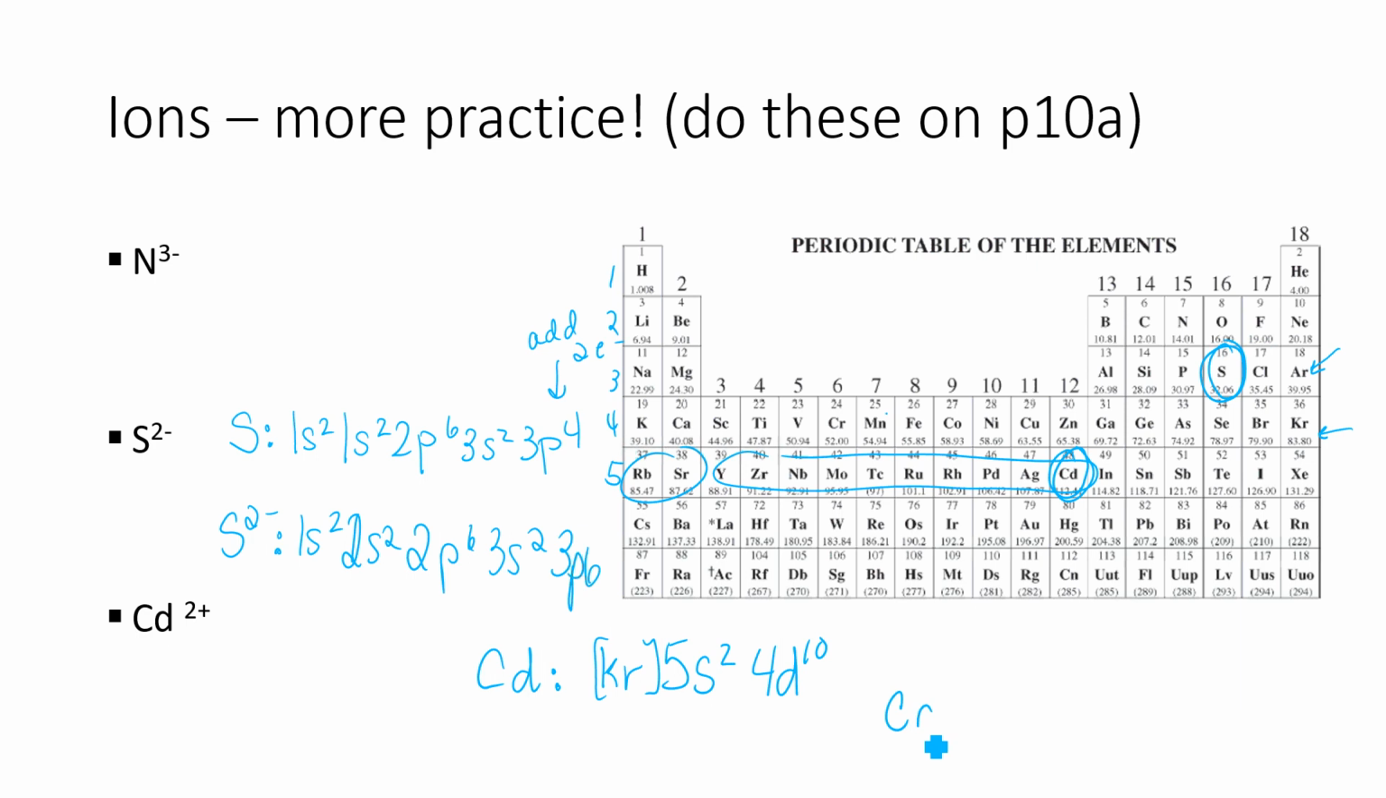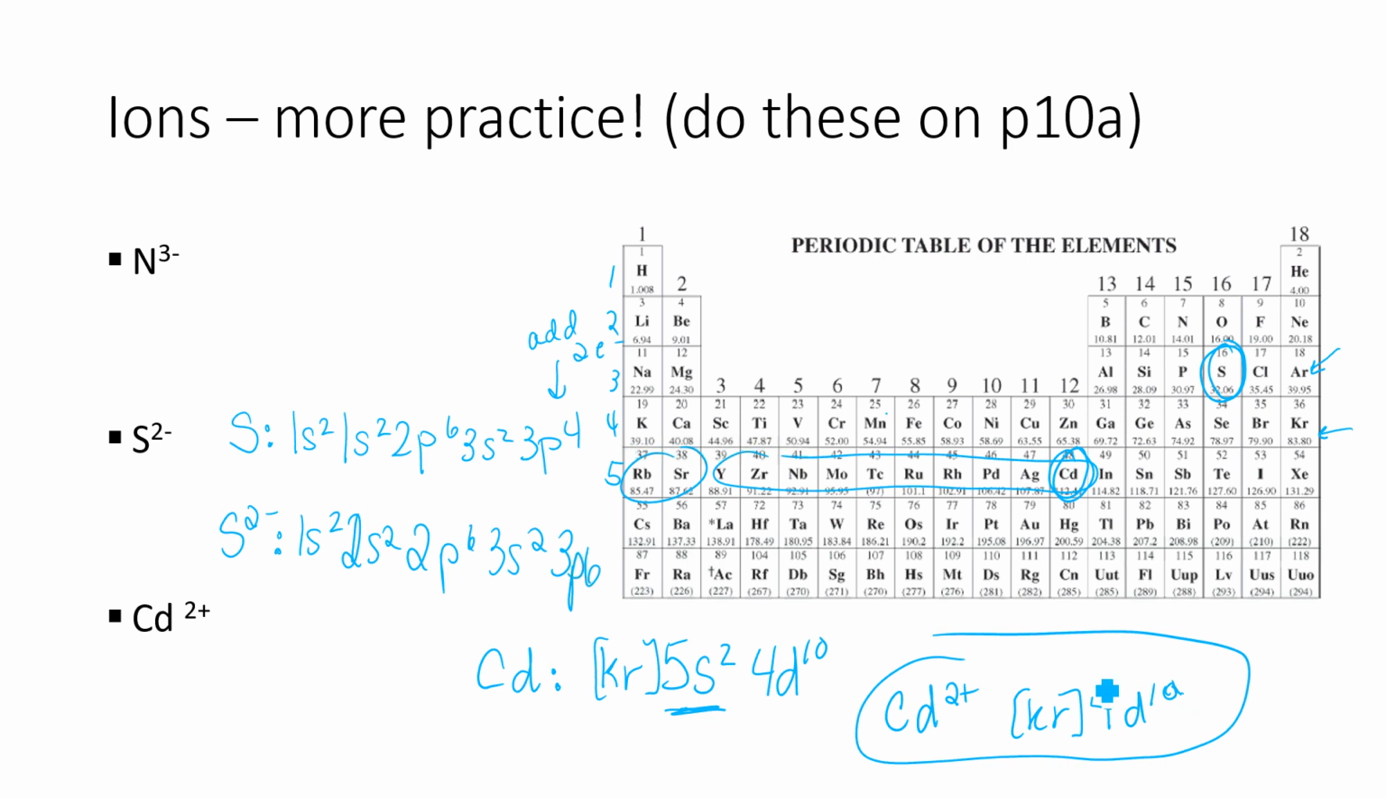The cadmium +2 ion is going to lose 2 electrons from the valence shell. So it's going to lose these electrons. So the cadmium ion is going to look like this, krypton 4d10. And you can really clearly see that this does not have a noble gas configuration, because notice how it's cadmium 2+. It's like krypton, but it also has 10 more electrons in the 4d. So there we go.